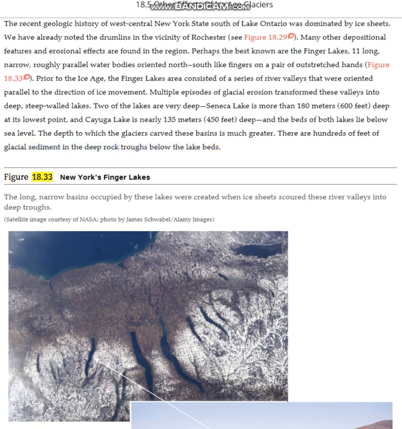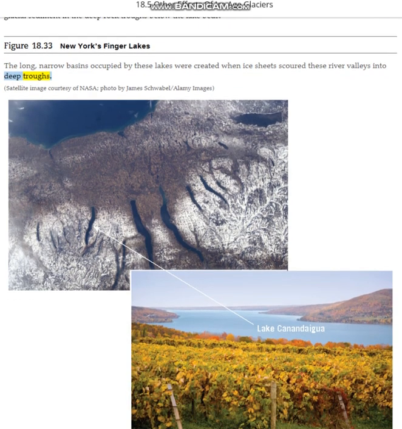Figure 18.33 New York's Finger Lakes. The long, narrow basins occupied by these lakes were created when ice sheets scoured these river valleys into deep troughs. Satellite image courtesy of NASA, photo by James Schwabel/Alamy Images.